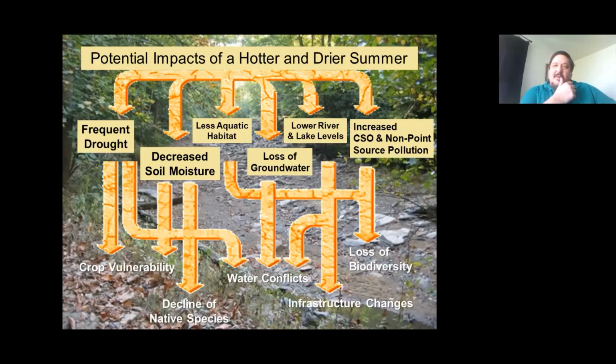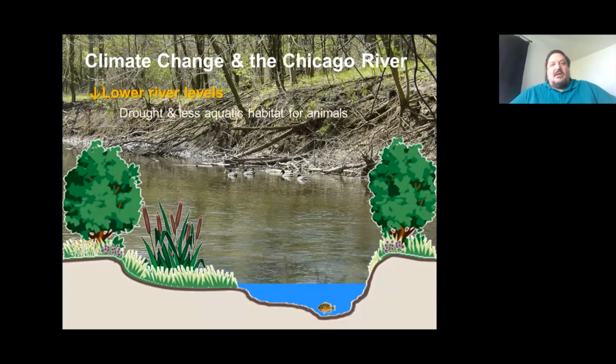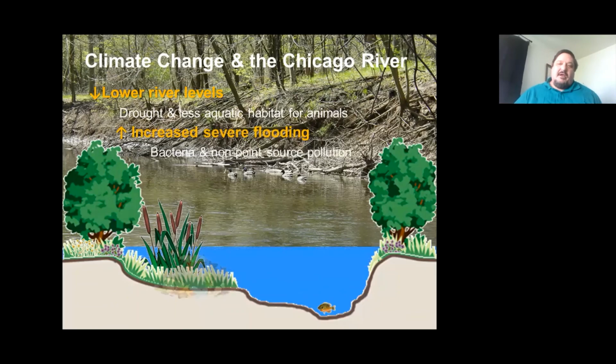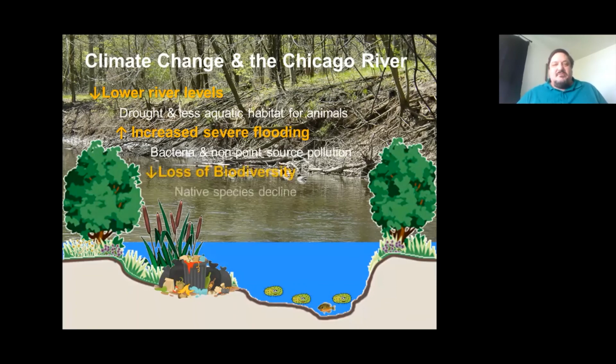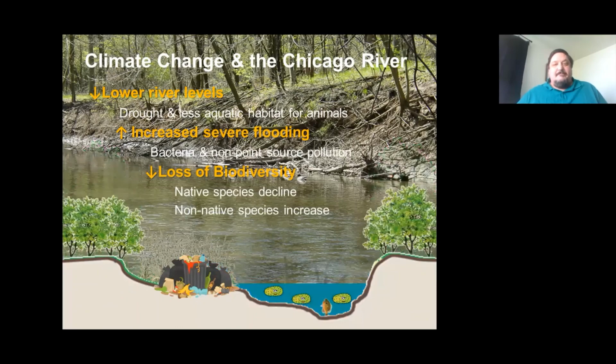So if I were to sum up climate change in one slide, this would be it. Again, seeing lower river levels, especially in the summer, there would be drought and less aquatic habitat. But every once in a while, we would have increased severe flooding, kind of like we had this last week, and that has an influx of bacteria and non-point source pollution into our waterways. In terms of ecosystems, the worst thing would be native species declining and non-native species increasing. So, a loss of biodiversity.